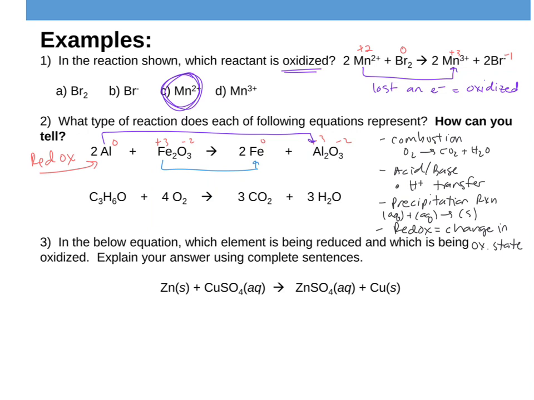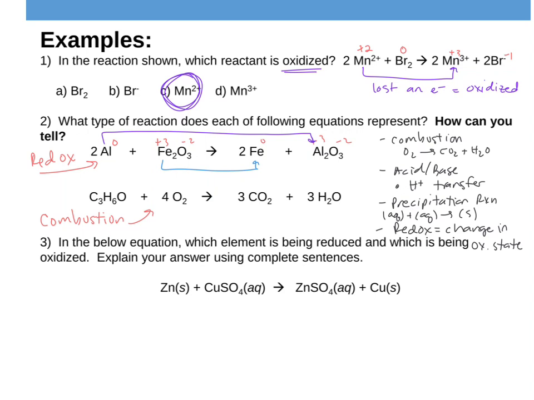Now, if I look at the one below it, I have this equation. Again, I'm going to go down my list. Is it combustion? Does it have O2 as a reactant and CO2 and water as products? Yep. And then I'm done. I'm not even going to look at the other ones. I'm not going to do anything else. So combustion. And my rationale for combustion would be because oxygen is a reactant, carbon dioxide and water are products. That's really all I got to say.